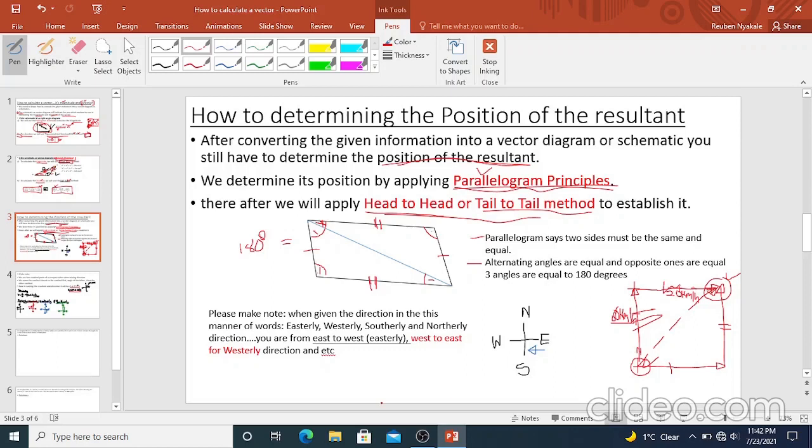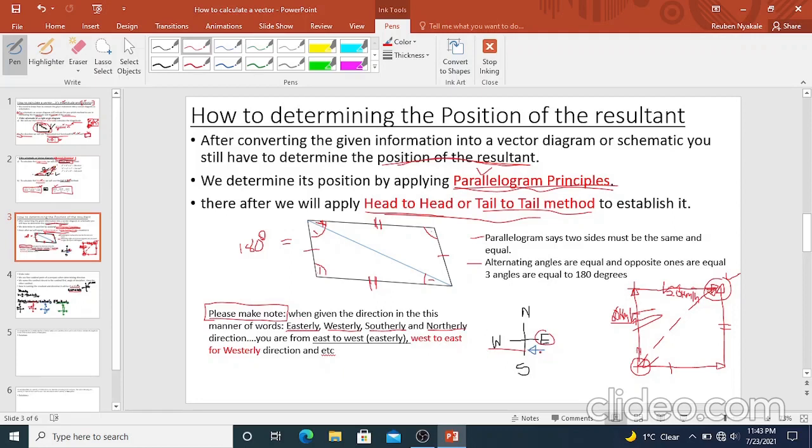That's how you determine the position of your resultant. Please make note, and I forgot to indicate this on the first video. When given the direction in words, like in the given statement, they say easterly direction, westerly direction, southerly direction, or northerly direction. Please take note. Whenever they say easterly direction, it is the direction from east to west, like I've indicated here.